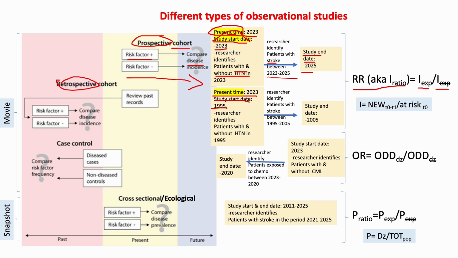So the researcher identifies the cohort of patients in 1995 that have hypertension and that don't have hypertension, and then follows these patients forward in time until the set study end date, which is 2005. So as you can see, in this case, the researcher follows this cohort of patients always forward in time, but the time frame is between 1995 and 2005, so it's shifted in the past. That's why it's called a retrospective cohort study, but the direction is always forward in time.